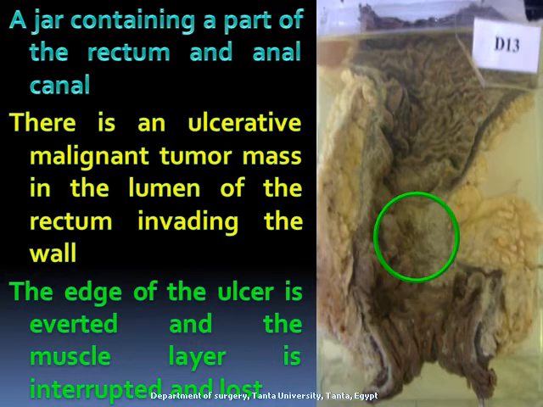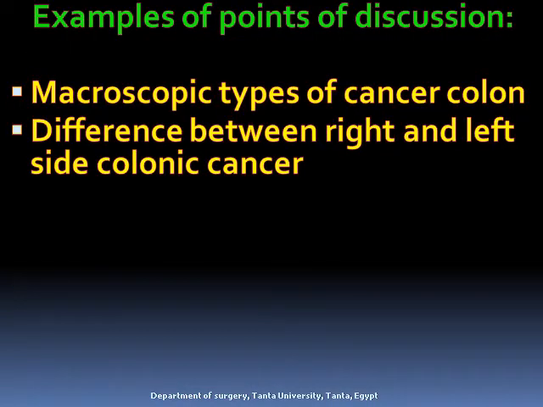A jar containing a part of the rectum and anal canal. There is an ulcerative malignant tumor mass in the lumen of the rectum invading the wall. The edge of the ulcer is everted and the muscle layer is interrupted and lost. Examples of points of discussion: macroscopic types of cancer colon, differences between right and left side colonic carcinoma.